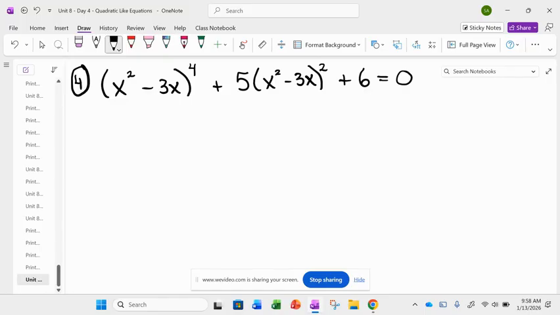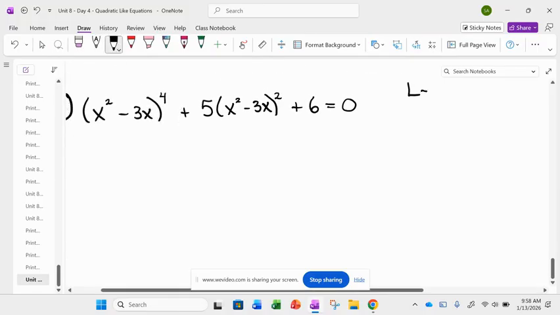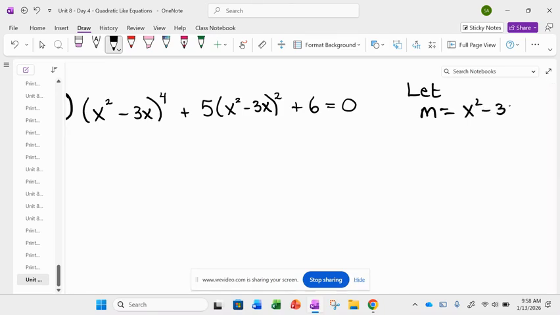What do I hope you realize here? You just kind of replace the x squared minus 3x with the variable. We have some quantity to the fourth power, and then we have the same quantity to the second power, which means we could potentially do what? Factor. So what I'm going to do is I'm going to use substitution. I'm going to let m equal x squared minus 3x. Are we okay with the fourth and the second power? I think we're okay with that, right?